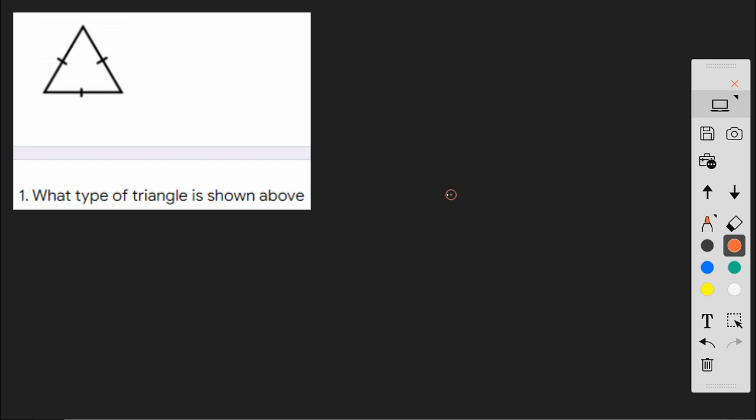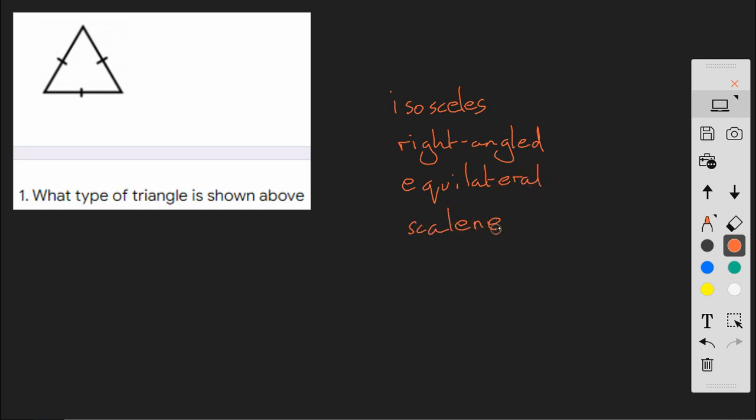And we start with question 1. Which type of triangle? We have several types of triangle that we need to know. We need to know about an isosceles triangle, about a right angled triangle. We need to know about an equilateral triangle, and we need to know about our scalene triangle.